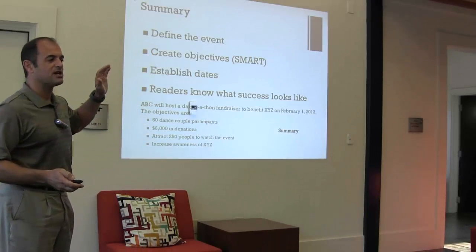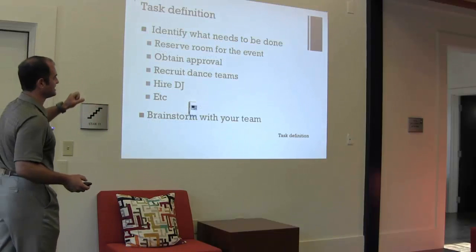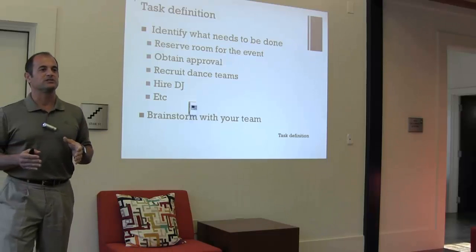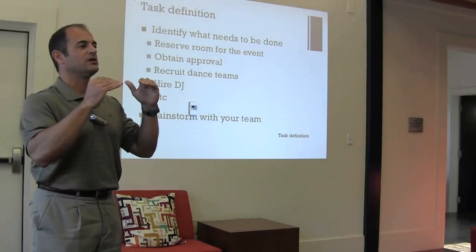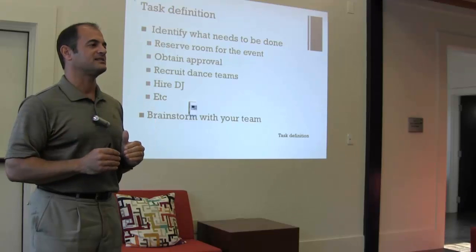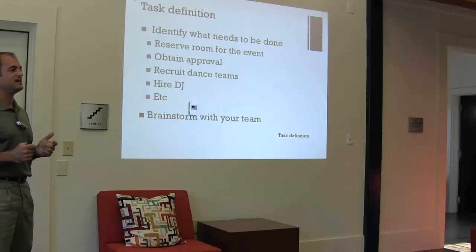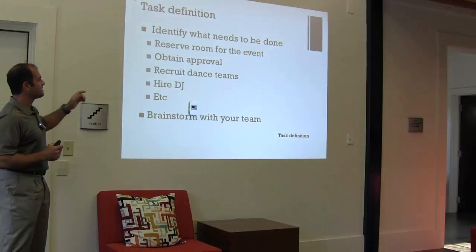Okay, once we have our summary, we need to move down to something else. We need to talk about task definition. This is really a challenge for most organizations because we stop short of identifying all the tasks that need to take place. In this case, you've got to just identify what needs to be done. It's no more difficult than that. And I'm going to give you an example.